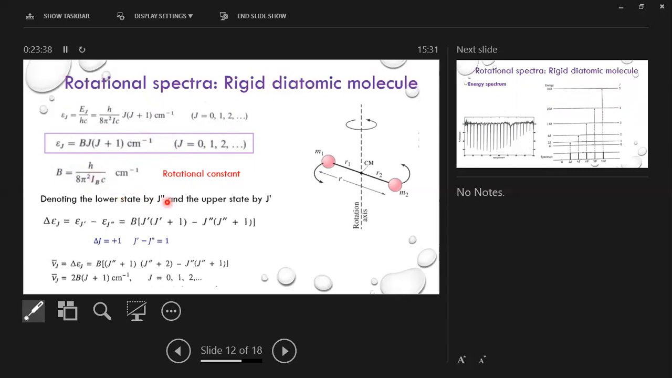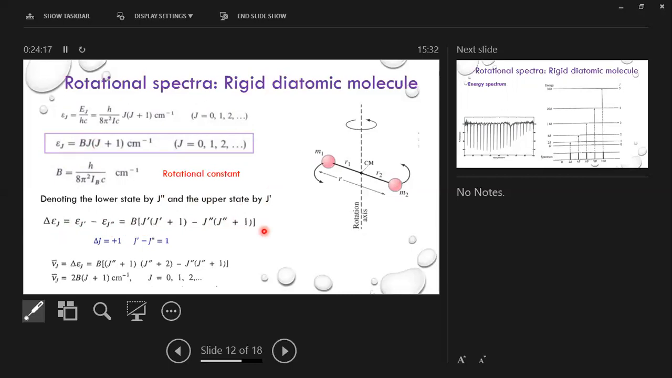Okay. Now, before going on, I'll show the molecular levels. Suppose a molecule is in a state J'' and it is excited to another state J'. The energy difference between the two states will be E_J' minus E_J''. For E_J', the energy will be B J'(J'+1), minus B J''(J''+1) for E_J''. So this is the energy difference between the two adjacent states.